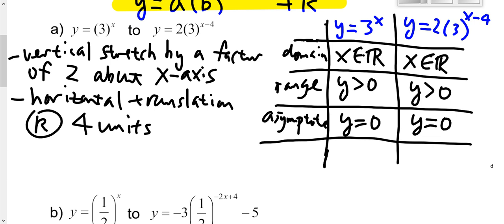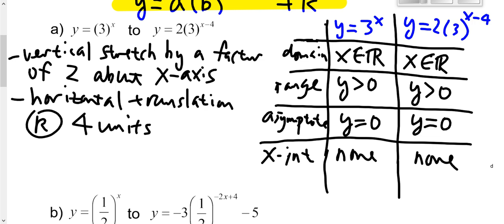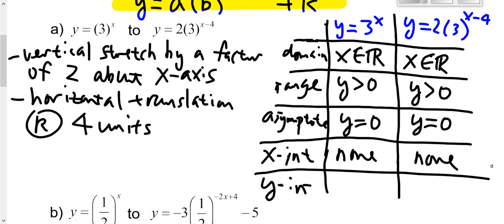And because of what we just talked about for the horizontal asymptote and the range, in this case, since the graph would never be touching or crossing the x-axis, therefore you have no x-intercept. So for this graph here, there would be none, and same thing here, there would be none. And the last thing we are going to look at is the y-intercept.